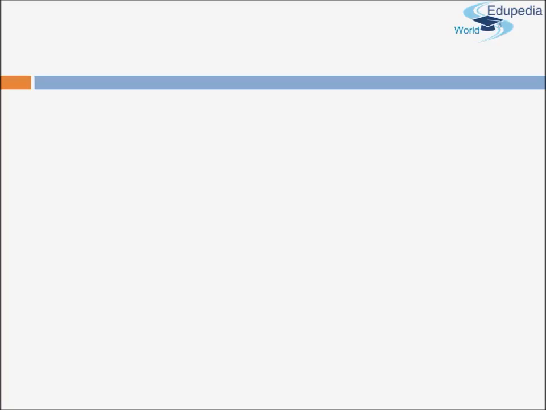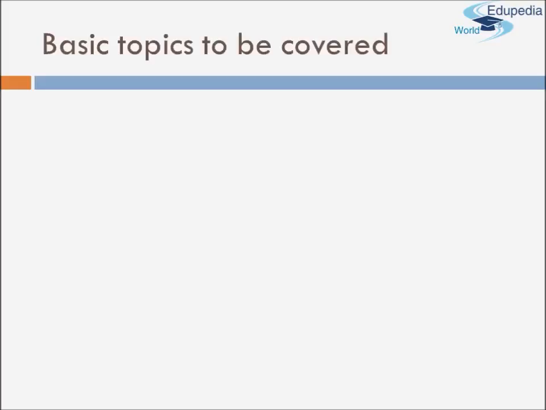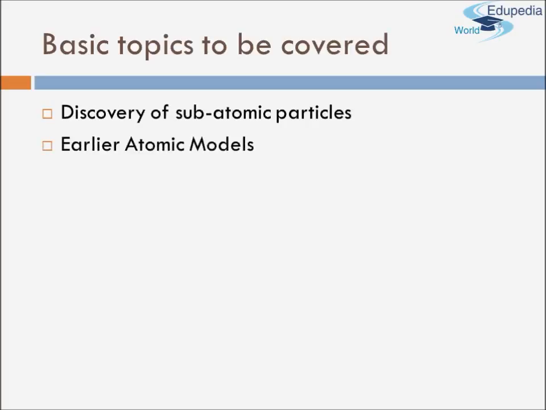The topics that we'll be covering, first we'll start with the basic topics, that is the discovery of subatomic particles like electrons, protons, neutrons. We'll study how they were discovered and some of their properties so that we can better understand what those subatomic particles are and how they behave. Then we'll move on to atomic models. Obviously, once subatomic particles were discovered, people started making new kinds of atomic models to understand the structure of atoms. So we'll study some of the atomic models that came earlier and which now we know are actually wrong.